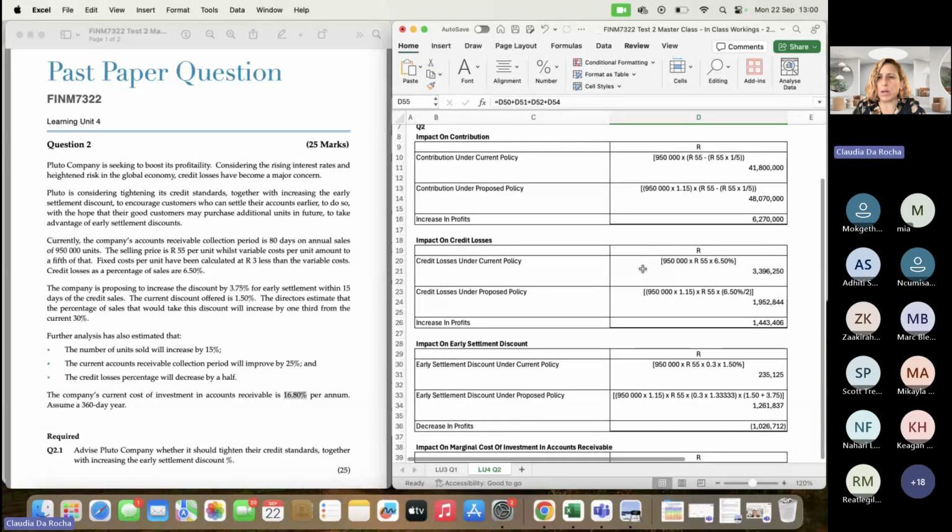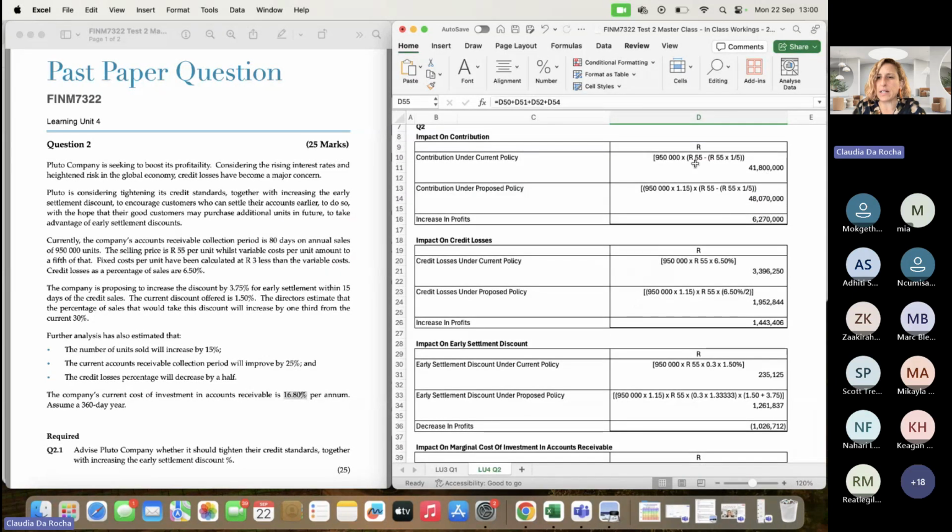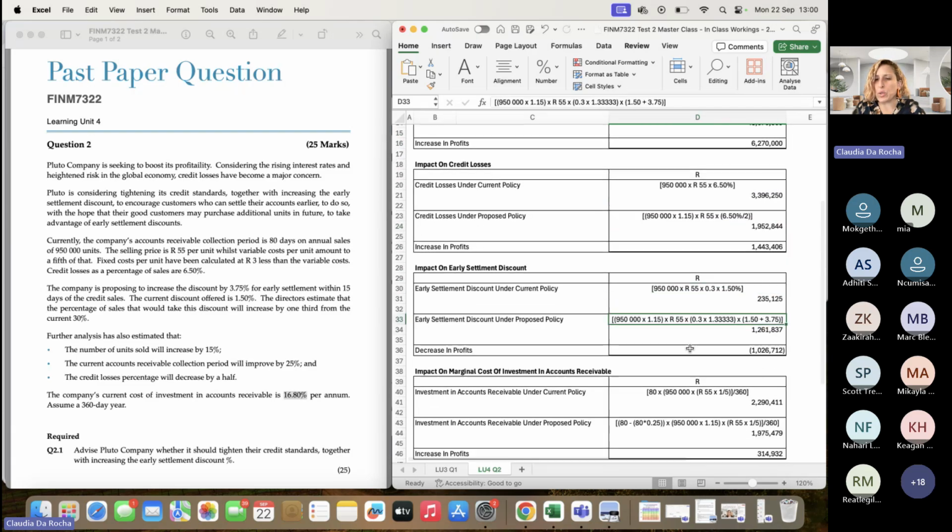In terms of asking which part you would multiply by 70%, it would be the top parts. Let me just show you. You would multiply the 950 times 55 Rand by the 70% to only include credit sales, because that's the only thing that would be impacted by a change in credit terms. So this would be times 70%, this one and this one as well.